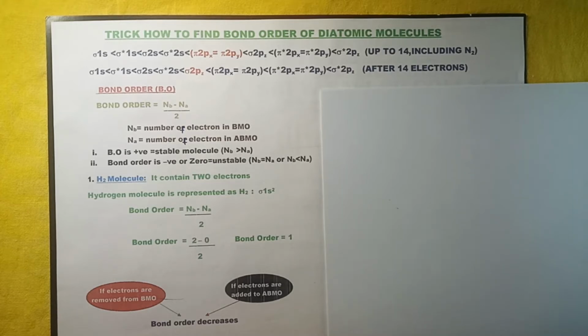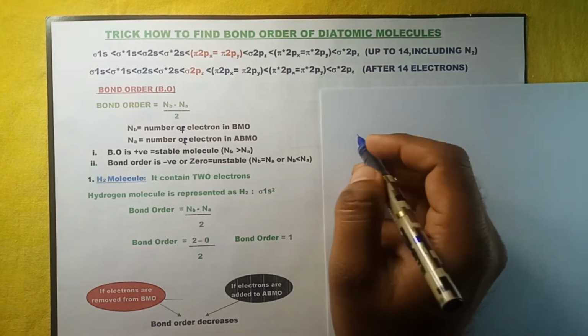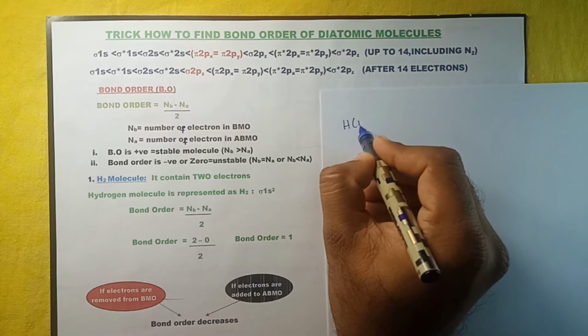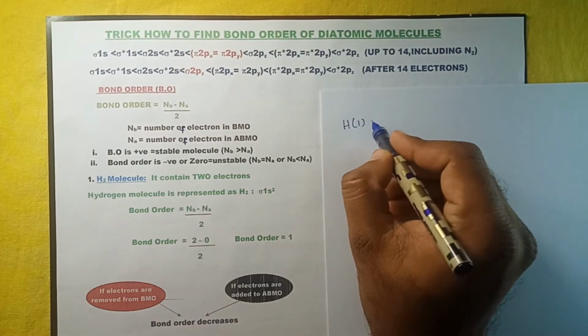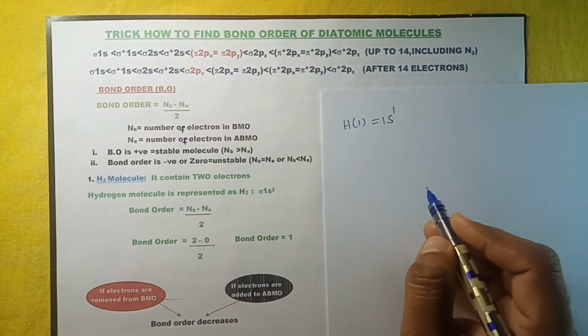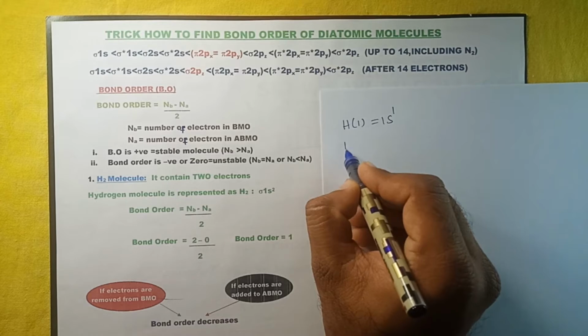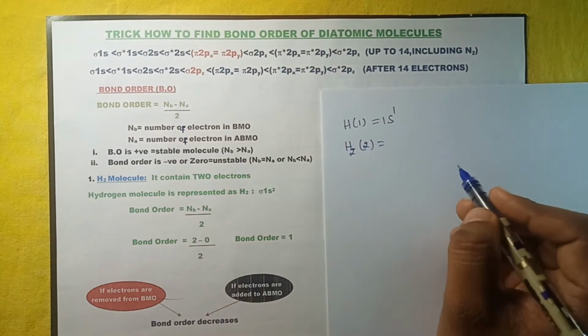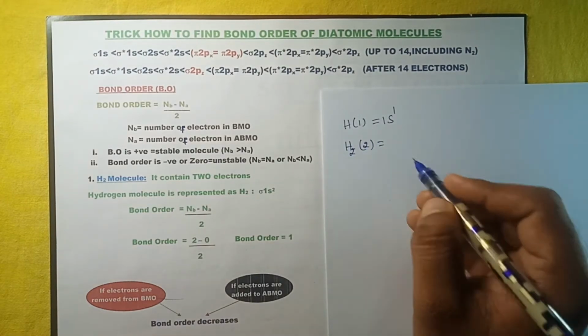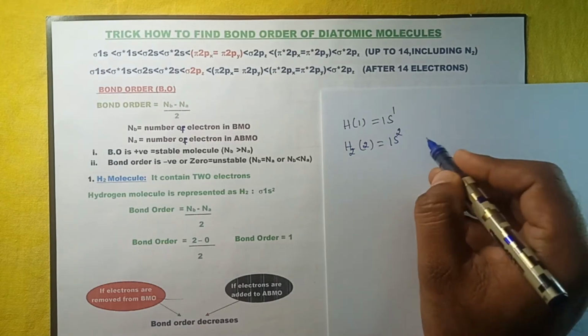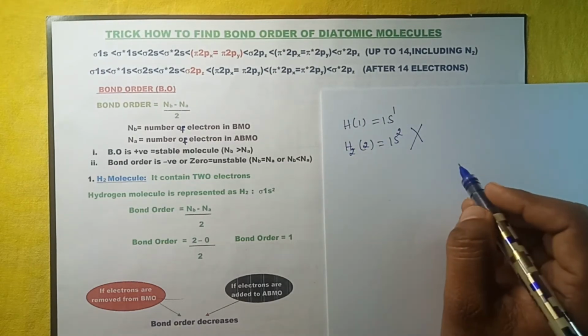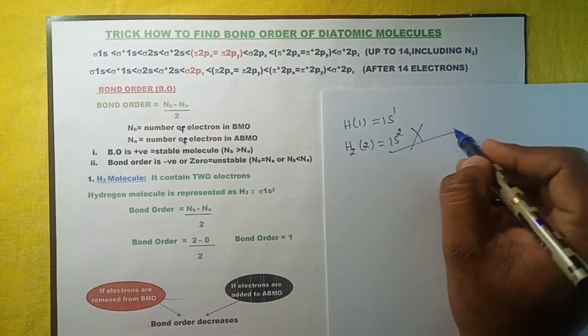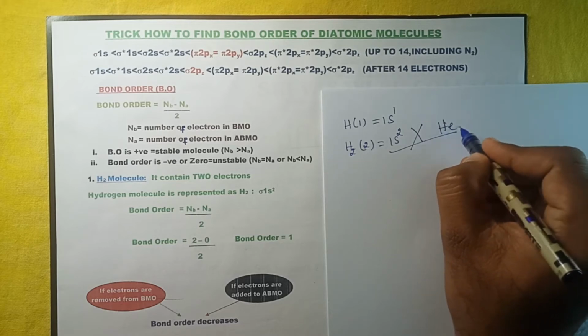Before going to that, let me give you some basics about hydrogen having atomic number 1. You know electronic configuration 1s1. Now I am going to write H2. It contains 2 electrons. So what may be the electronic configuration? If you are thinking 1s2, that is exactly wrong friends, because 1s2 is the electronic configuration of helium.